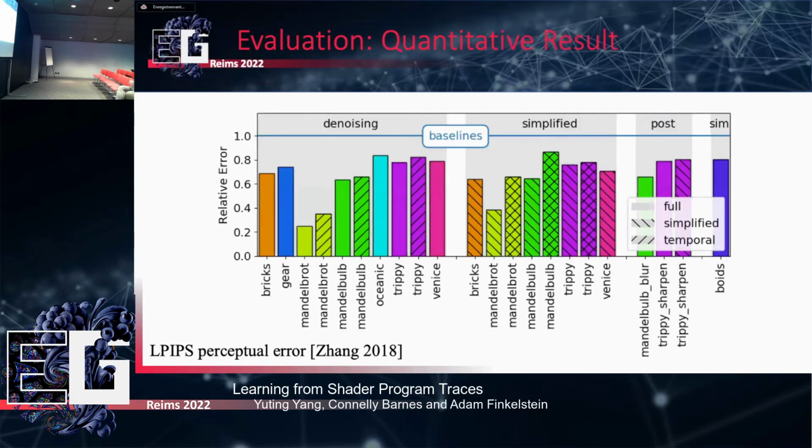This is the visualization for our quantitative comparison. The bar shows relative LPIPS perceptual error compared to the RGBX baseline, which is indicated as the blue line above all bars. It is quite straightforward to see that all of our experiments have smaller error than the baseline.